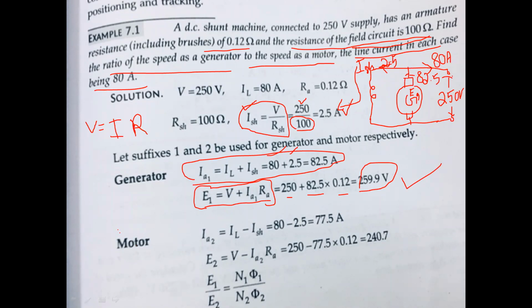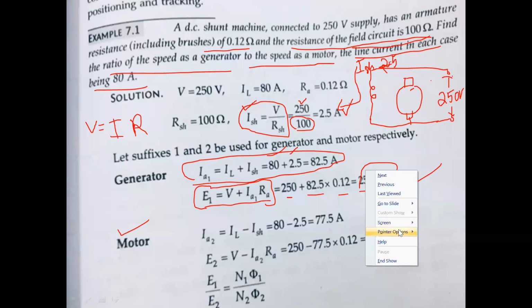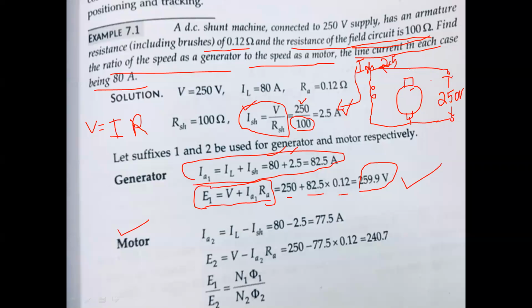Now in the case of a motor, the circuit is reversed. This is the shunt motor. In the case of a motor, the machine takes current, and the line current direction reverses. The machine takes the same 80 amperes, but in the case of a generator it delivers the current, and in the case of a motor it takes current.